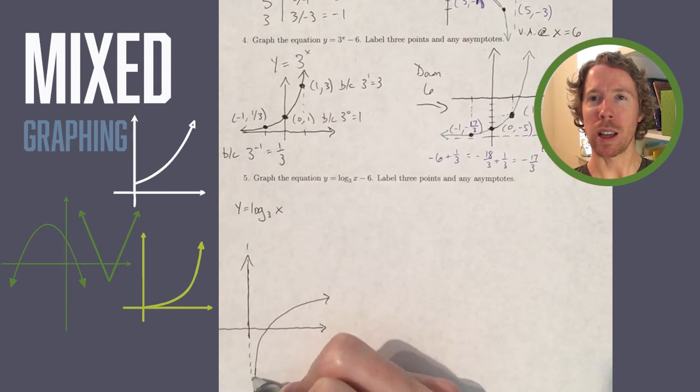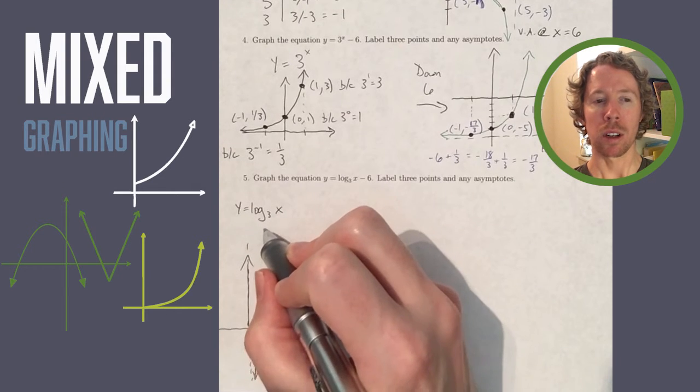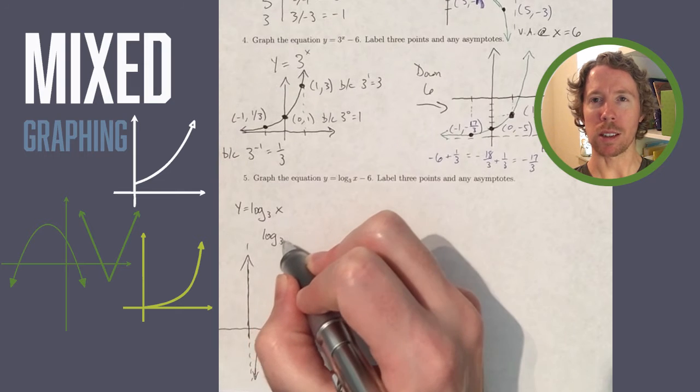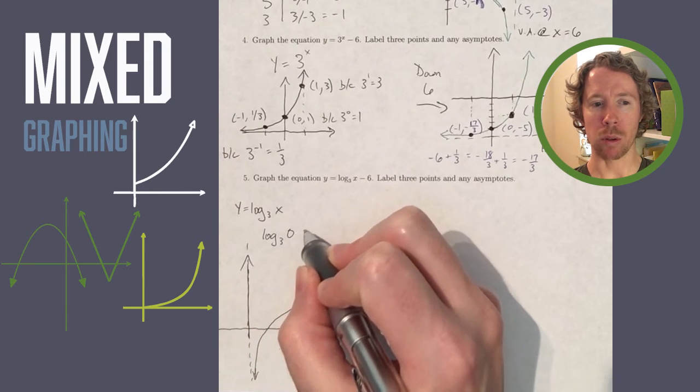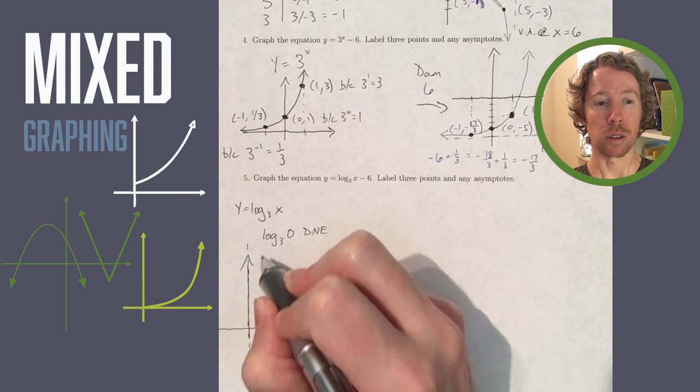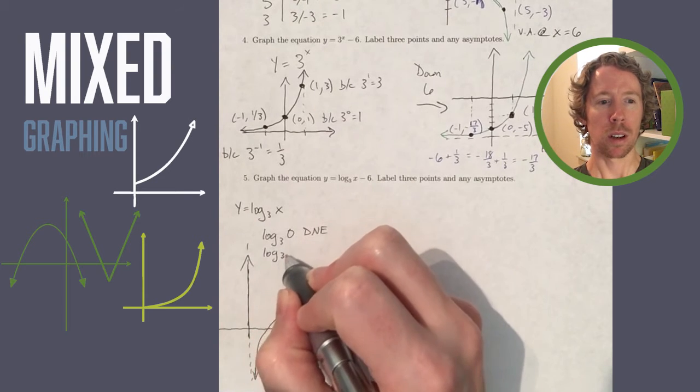But usually whatever is in the place where the x is right now, you set that equal to 0, and that tells you where your vertical asymptote will happen. So for us, that happens at x equals 0.